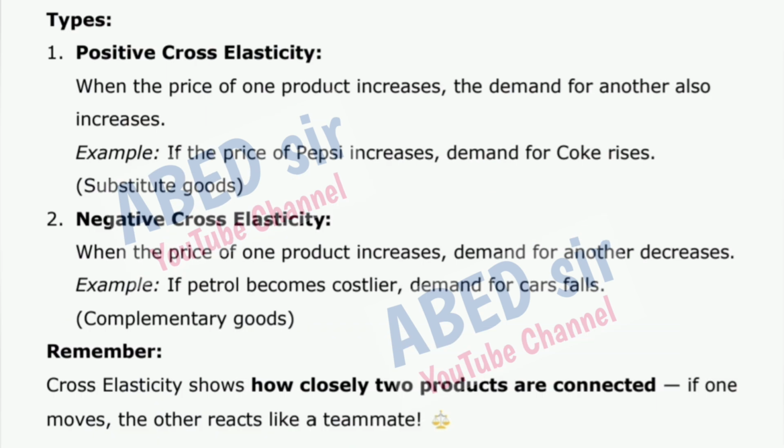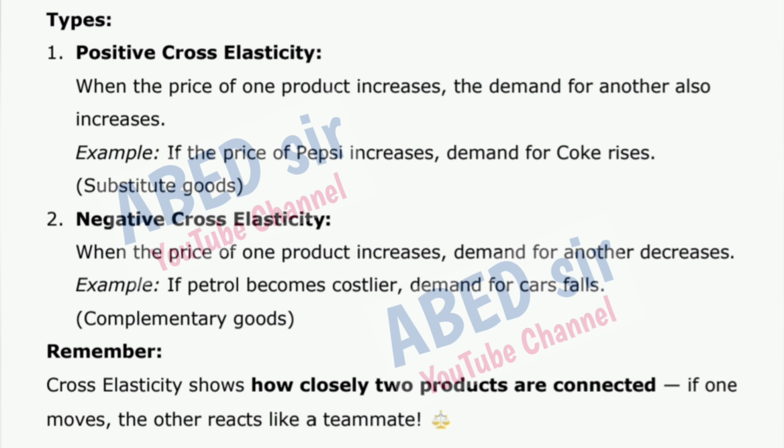Types: 1. Positive cross elasticity. When the price of one product increases, the demand for another also increases. Example, if the price of Pepsi increases, demand for Coke rises.